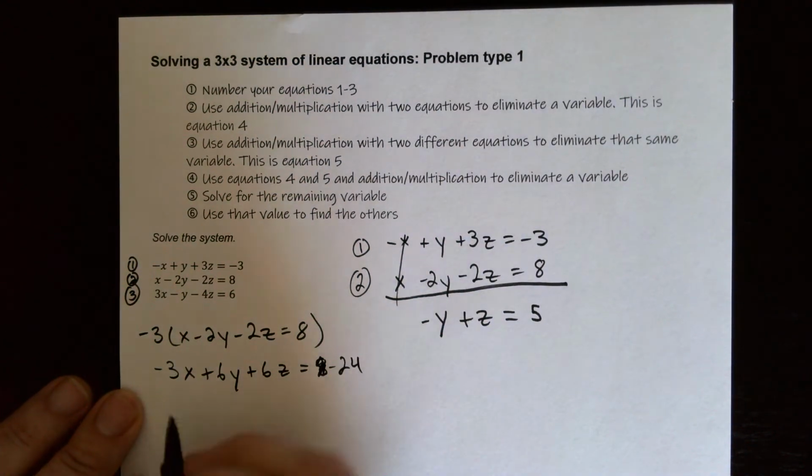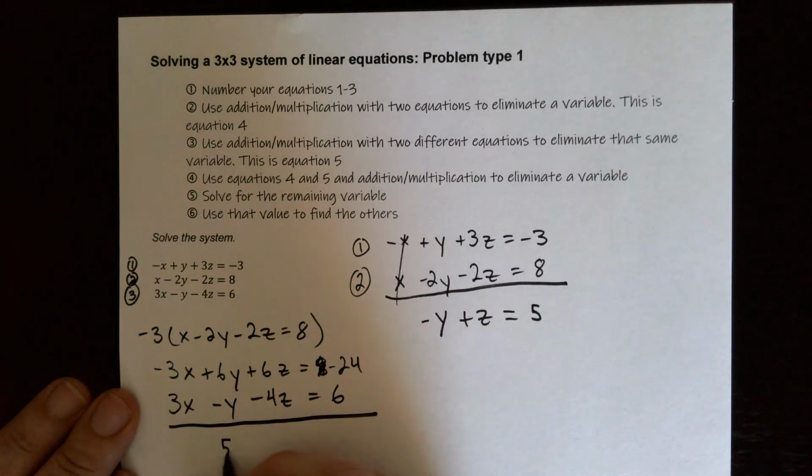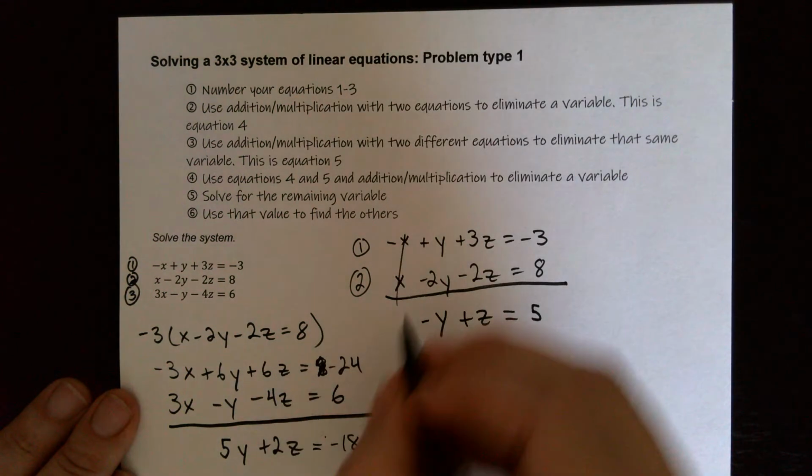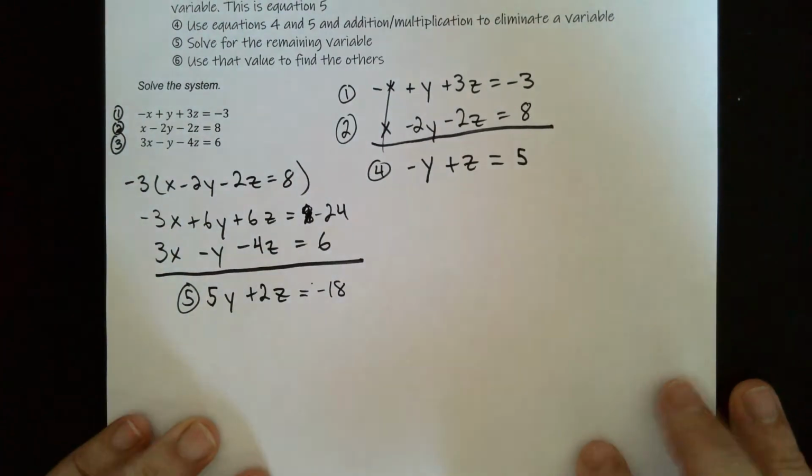Okay, and that's the second one, and I'll put the third one underneath that so that it will cancel out. Minus y equals 6. Okay, so the x's cancel out, add down, and you get 5y, 2z, and this one will be negative 18. This is 4, and this is 5.